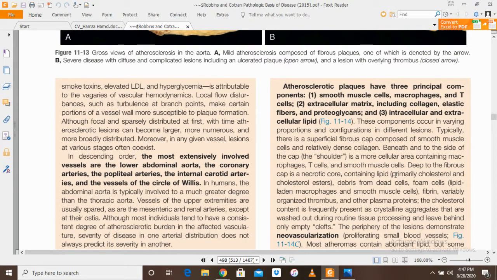So basically, there are three parts of the atherosclerotic plaque. First is the cap, composed of fibrous tissue and smooth muscle cells. Second is the shoulder, which is a more cellular area composed of macrophages, T cells, and smooth muscle cells. And third is the central necrotic area, which is composed mostly of macrophages, lipids, foam cells, debris, and all other things.